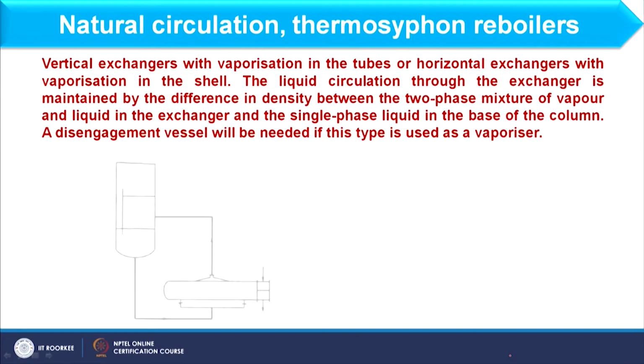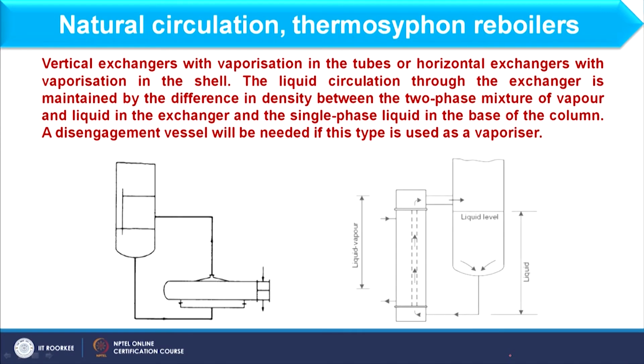So, that is about kettle reboiler design, and now we will focus on natural circulation and thermosyphon reboilers. We have already discussed these images: if I have to install a thermosyphon reboiler horizontally, we should consider shell side boiling. And if I have to install a thermosyphon reboiler vertically, boiling should take place inside the tube. So, these two combinations we can have.